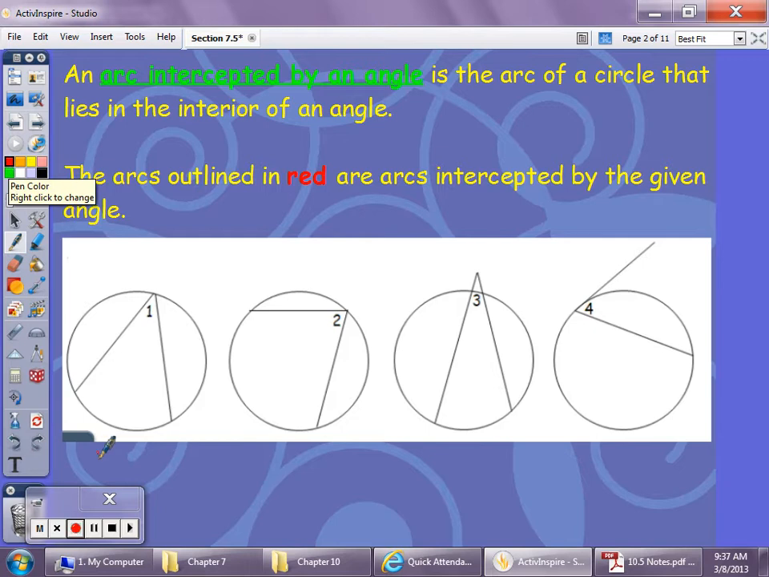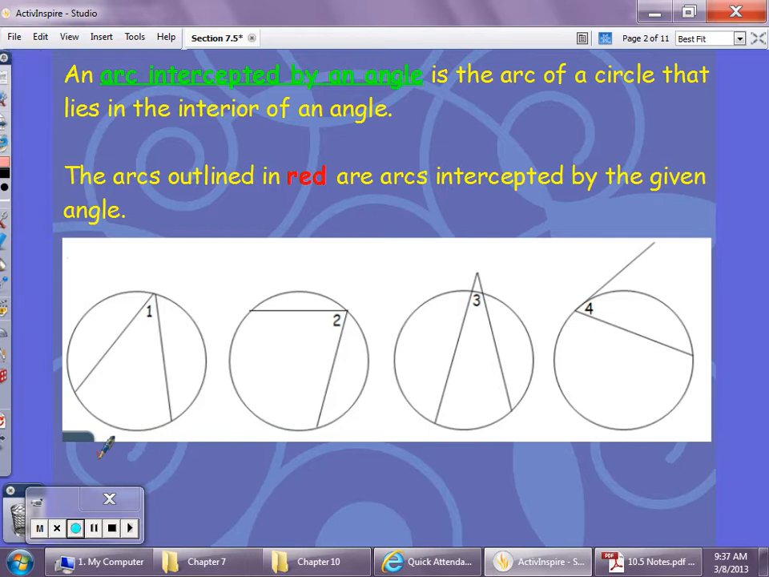An arc intercepted by an angle is the arc of a circle that lies in the interior of an angle. The arcs outlined in red are arcs intercepted by the given angle. So for angle 1, here is the intercepted arc. For angle 2, here is the intercepted arc. Angle 3 has an intercepted arc right here, and angle 4's intercepted arc is right here. So each time you're going to notice that the intercepted arc is in the interior, or on the inside, of each angle.